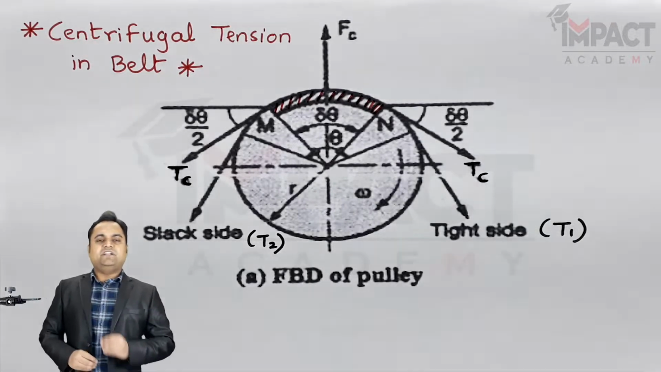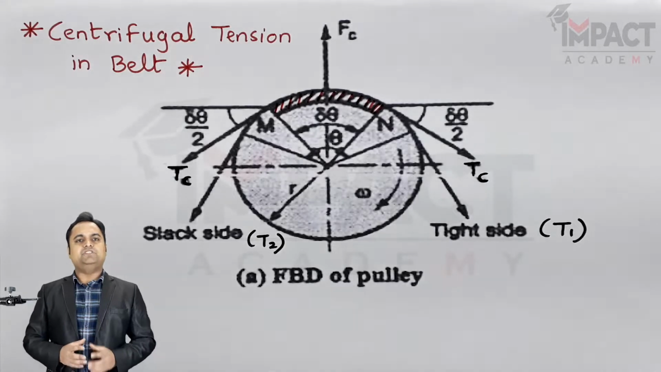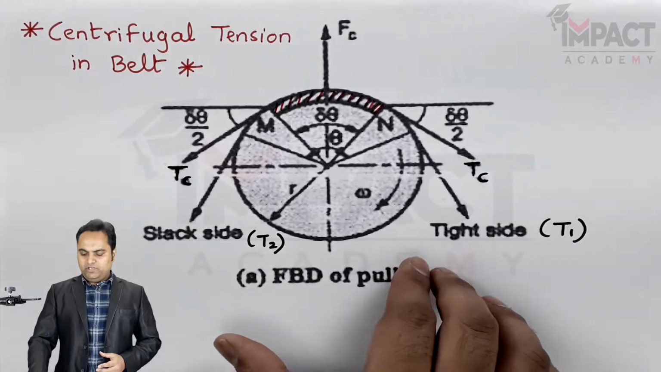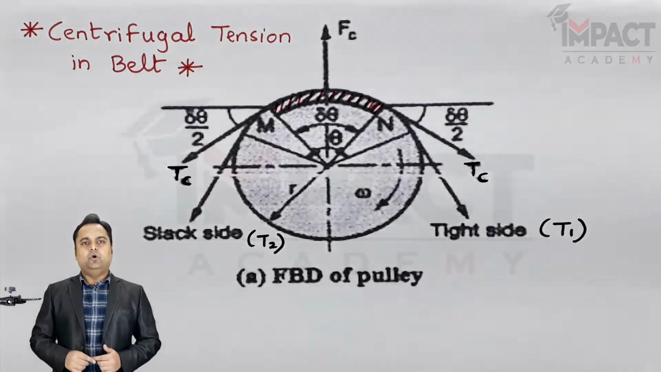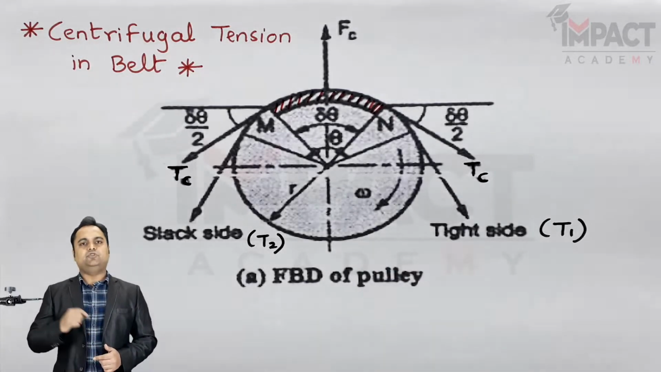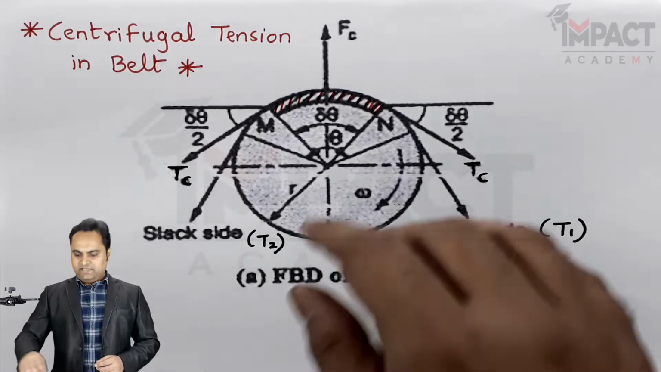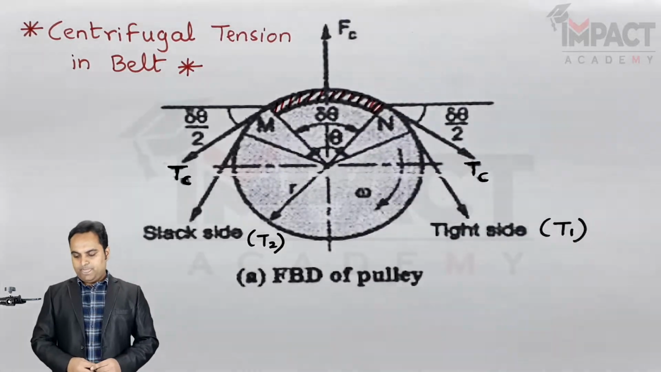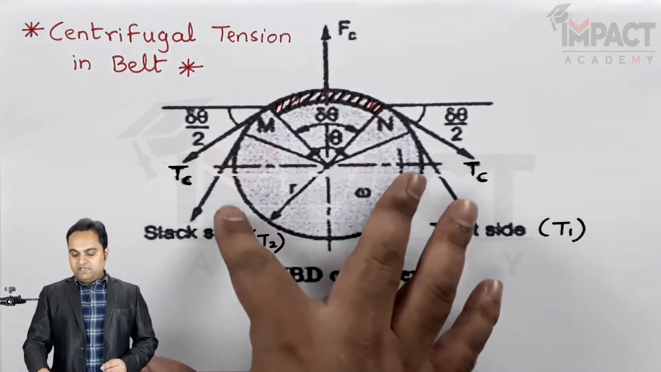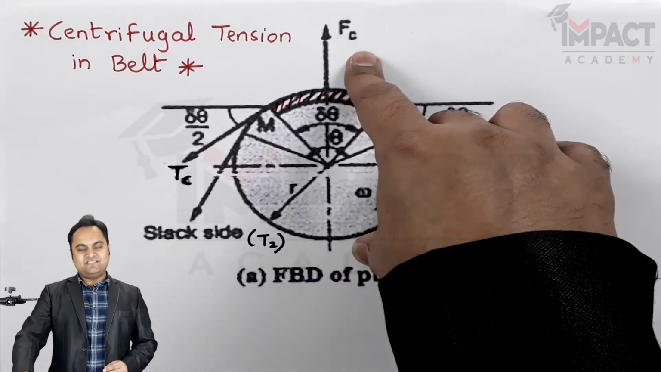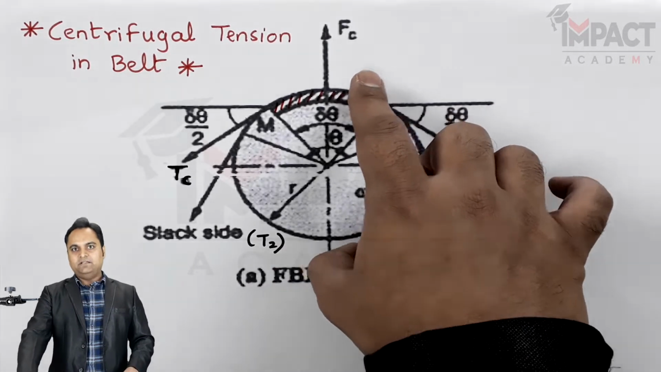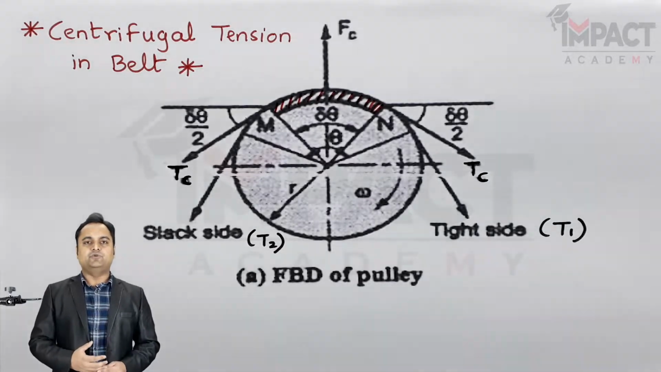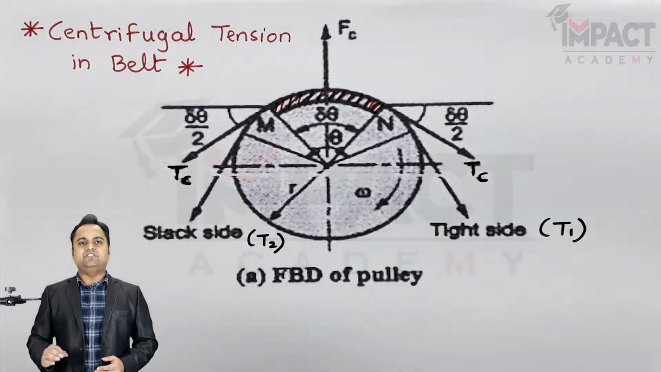Now we know that centrifugal force is that force which pulls the body away from the center. Similarly, when a pulley is rotating and a belt is mounted over that pulley, due to the rotation of the pulley, the belt is pulled outwards, as we can see, because of this centrifugal force Fc. Now, since the belt is mounted over the pulley, it will try to resist this centrifugal force, and that resisting force is called centrifugal tension in the belt.